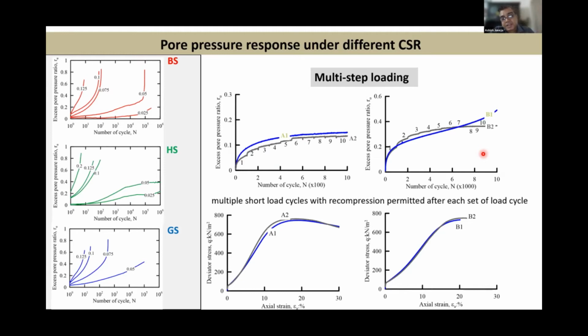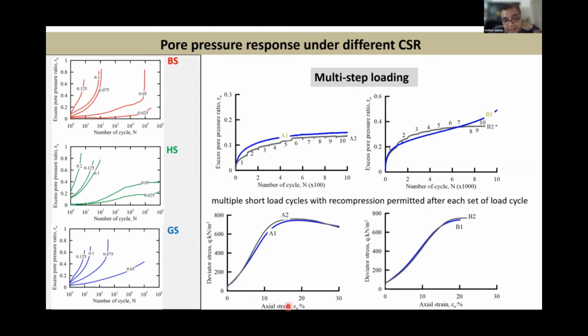After each 1,000 cycles or so, it's allowed to drain and then start the undrained loading again. Obviously, the excess pore pressure ratio on the vertical axis does not do justice to it, because it doesn't show the drop. But we have broken down each of the 10 sets of cyclic loading and then added them up. So, excuse me, the vertical axis probably should not be compared to those figures on the left hand side.